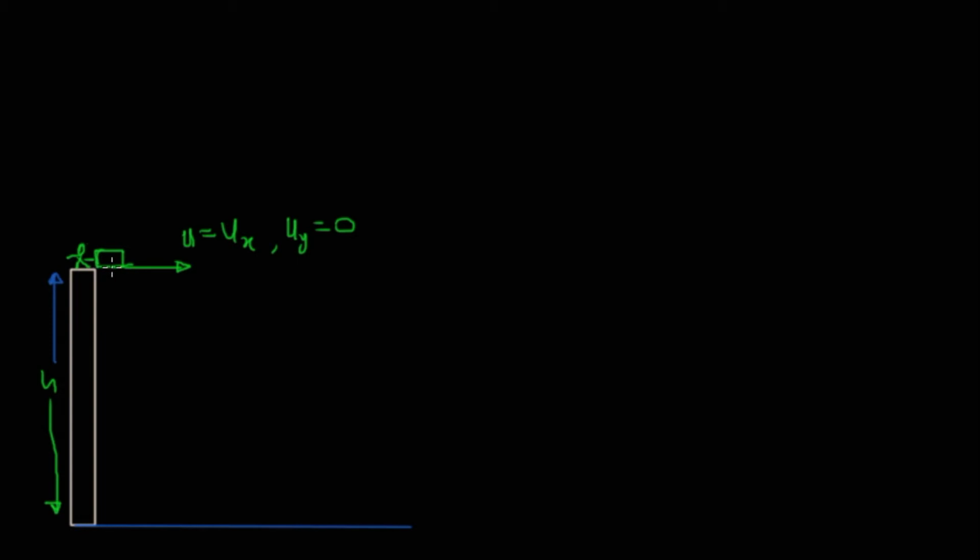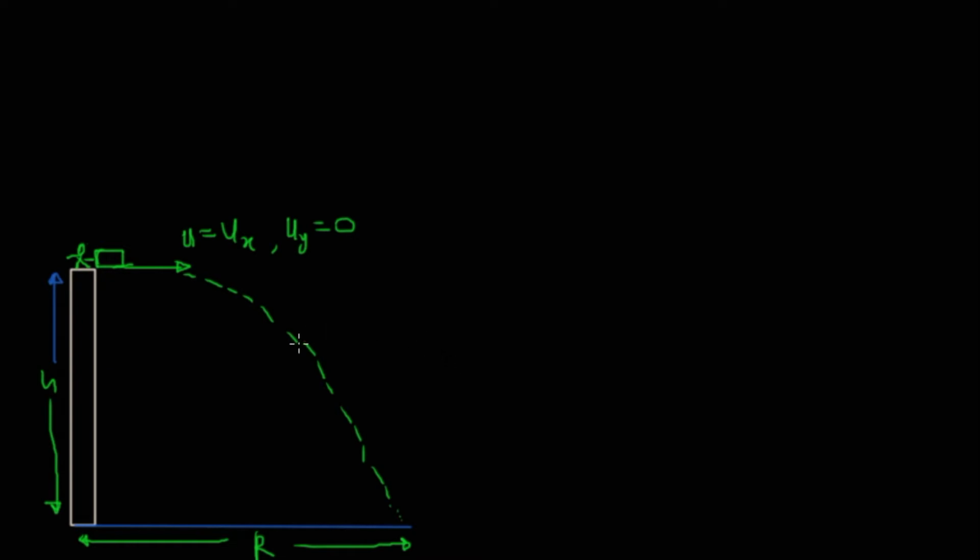As this object moves horizontally, it will also fall downwards, in this direction. Now, let's say the distance between the bottom of the high-rise building and where the object lands is r, which is referred to as the range. The range r is the distance traveled by an object on the horizontal plane.